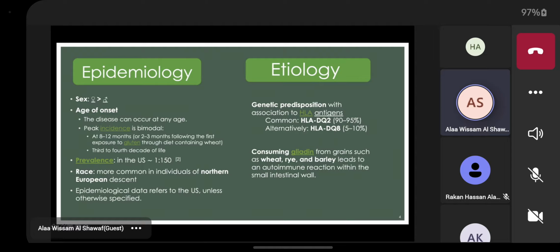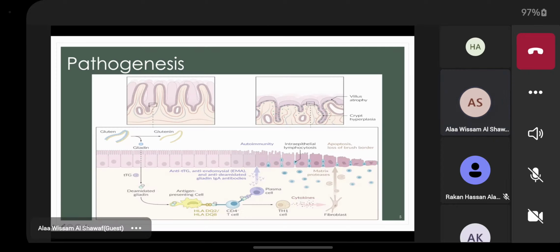For the etiology, genetic predisposition with association to HLA antigens. The more common one is HLA-DQ2, 90 to 95%, alternatively HLA-DQ8, 5 to 10%. So consuming gliadin from grains such as wheat, rye, and barley leads to an autoimmune reaction within the small intestine.